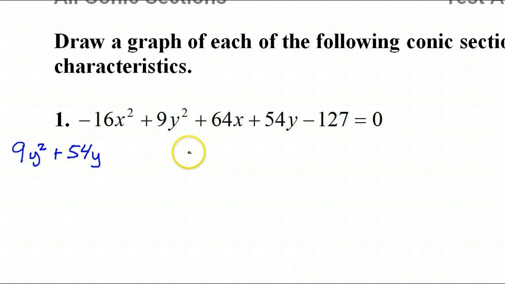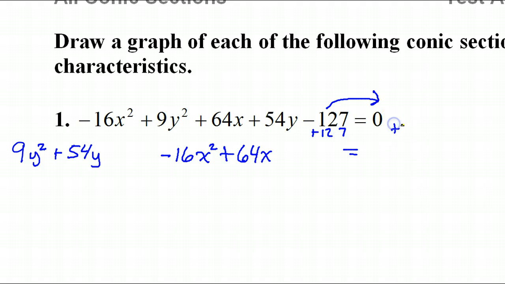Now here come my x's. I'm going to leave a little space here to complete my square. So I'll have negative 16x squared plus 64x. Again, I'm leaving a little space here. I'm going to take this negative 127. I'm going to add 127 to both sides. So I'm going to wind up with a positive 127 over here on the right. That's what happened, but I'm just going to go straight to this.